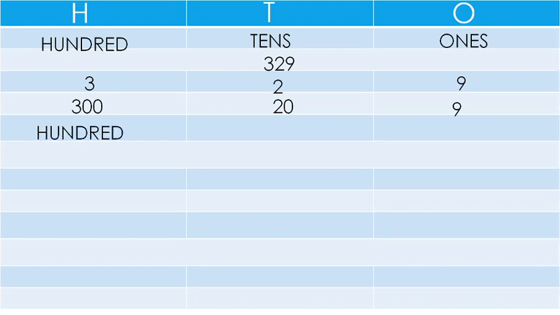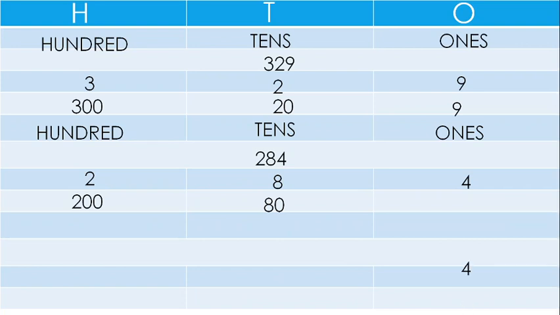Let's take another example. We know there are three places, hundreds, tens and ones. Here 2 is placed in the position of hundreds, 8 is placed in the position of tens, 4 is placed in the position of ones. So the place value of 2 is 200, the place value of 8 is 80, and the place value of 4 is 4.